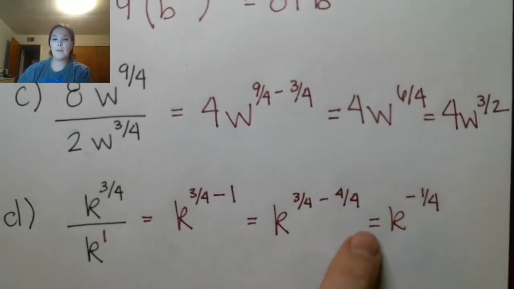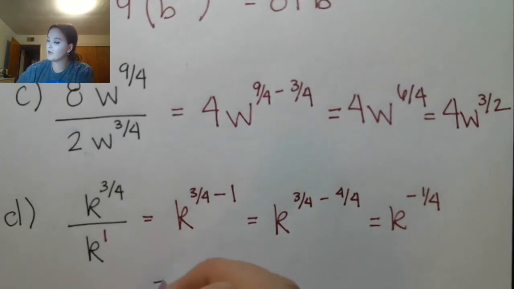Okay, and remember that when you have a negative exponent, this moves it into the denominator. So my final answer would be 1 over k to the 1/4.